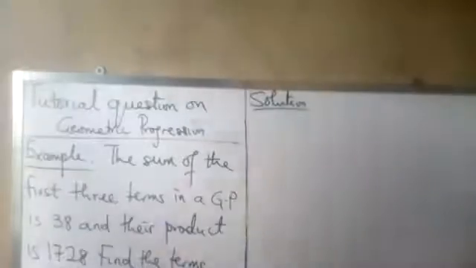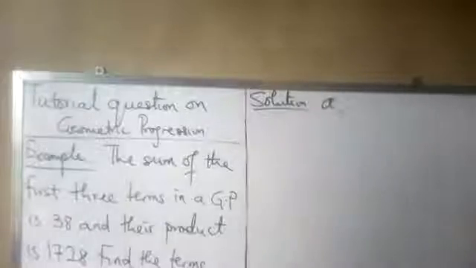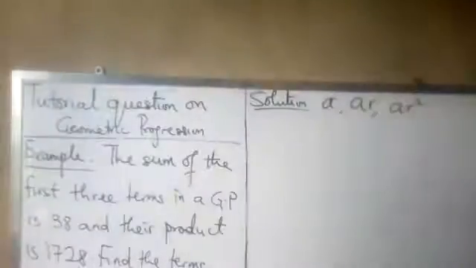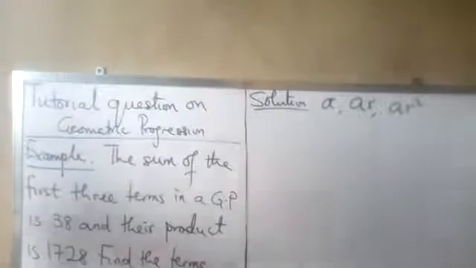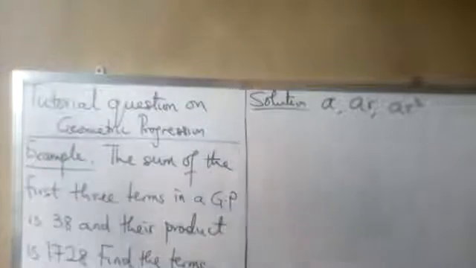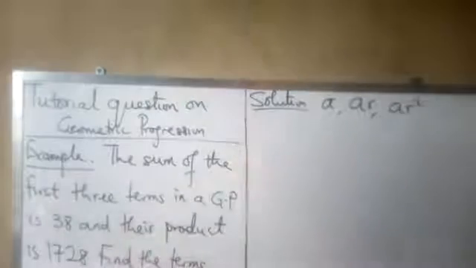Now, in a geometric progression, we know that there is a common ratio called R, and the first term is A. Since we have a common ratio R, the second term will be what? AR. While the third term will be what? AR squared. You can go back to our previous video for understanding about the common ratio. Okay?